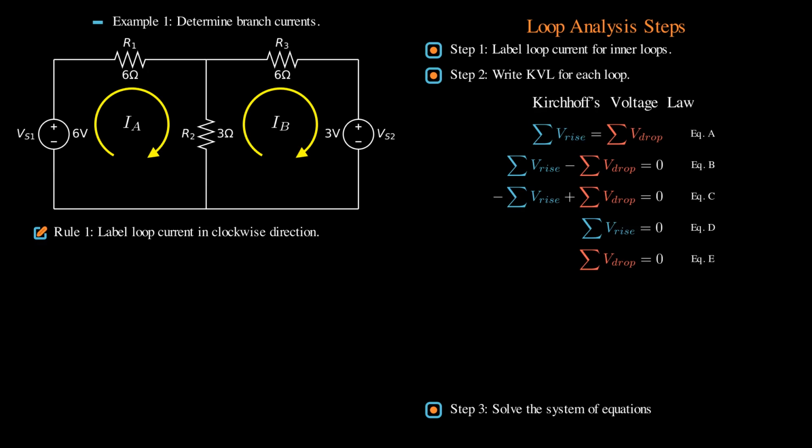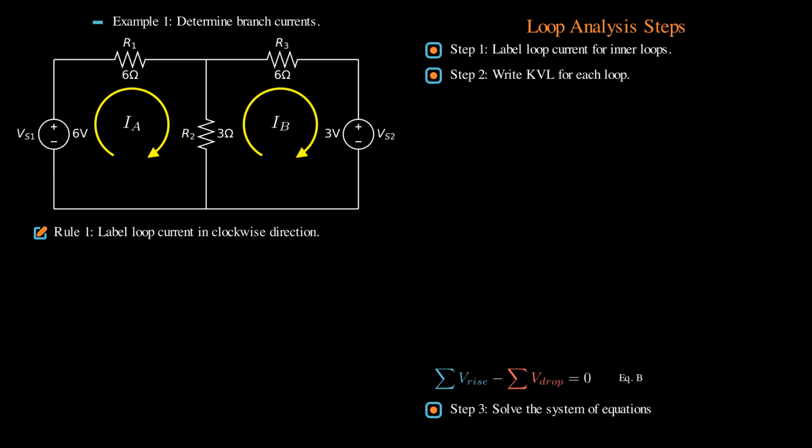These are the 5 equations for writing a KVL. But I hope you realize that they can derive from each other. Equation A is very easy to memorize, but it is not very practical for writing KVL because you need to group the voltage rise and voltage drop first. I typically use equation B to write KVL, but you can just pick either equation B or C.